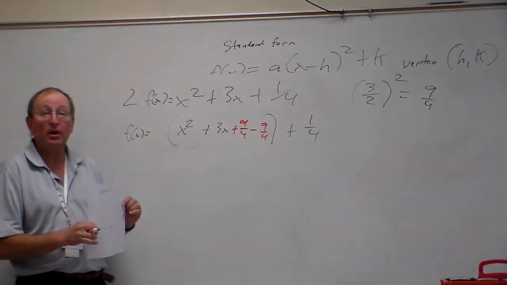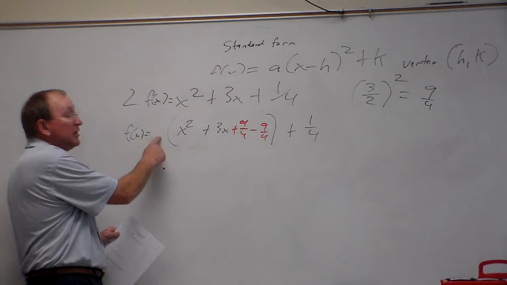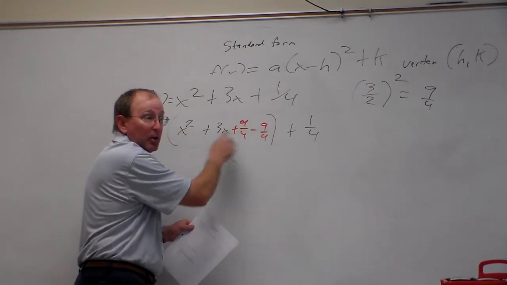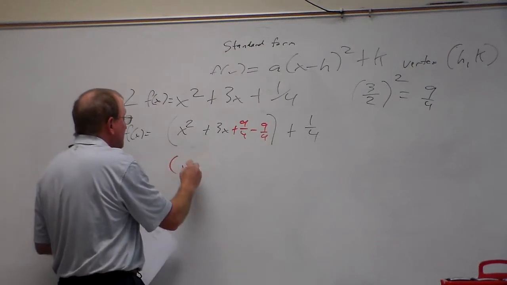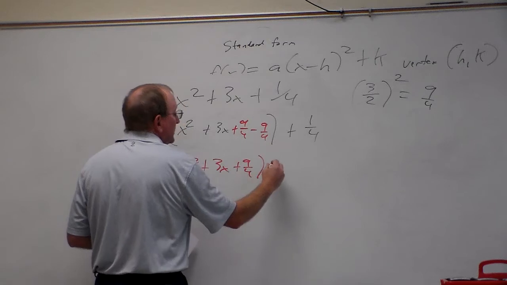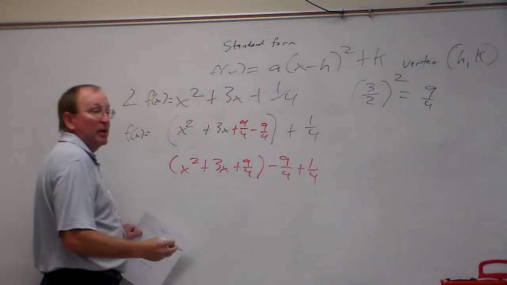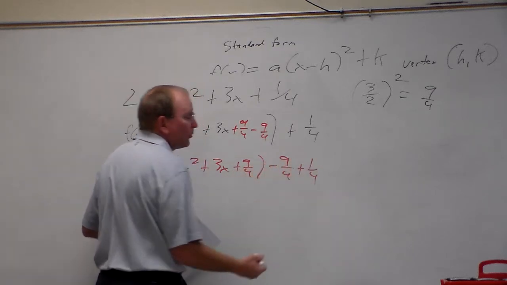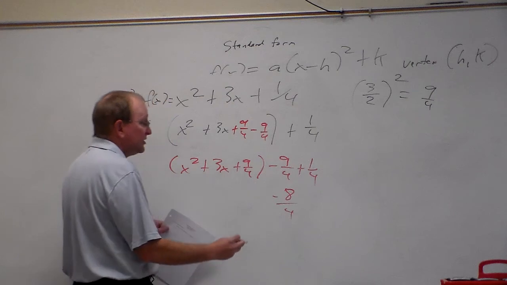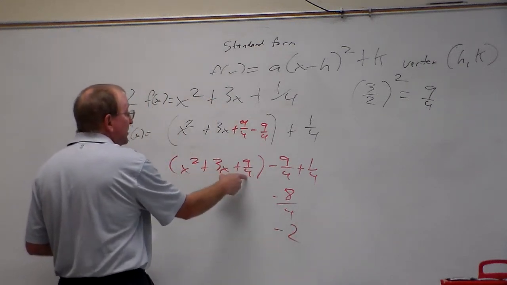Remember, we were like the country club: we're going to kick out the negative person. There's no value in front of this one. If there had been a 2, I would have to take 2 times that to kick it out. There's not, so I can just kick this one out very simply. Negative 9/4 plus 1/4 makes negative 8/4, which is the same thing as negative 2.